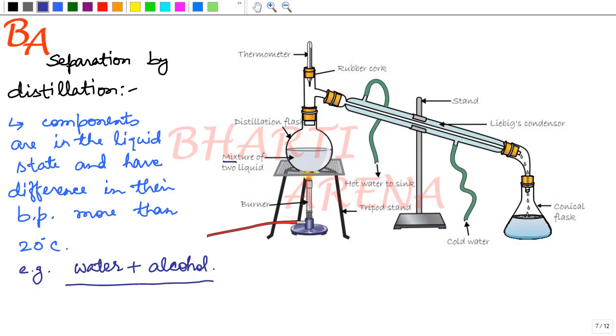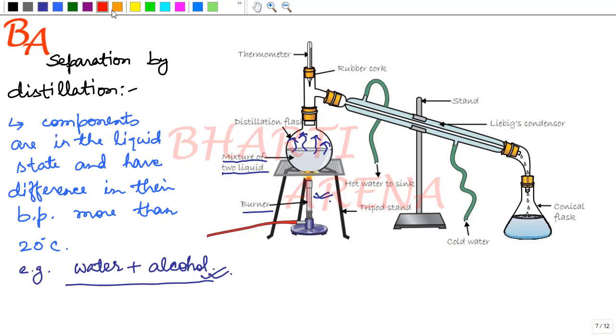Here, this is the mixture of two liquids, say water and alcohol. It is heated, and when it is heated, the liquid having the lower boiling point, in this case alcohol, will get evaporated first. This will be evaporated first, and water will remain in the liquid phase. And since alcohol is evaporated, it will rise up and pass through this one.